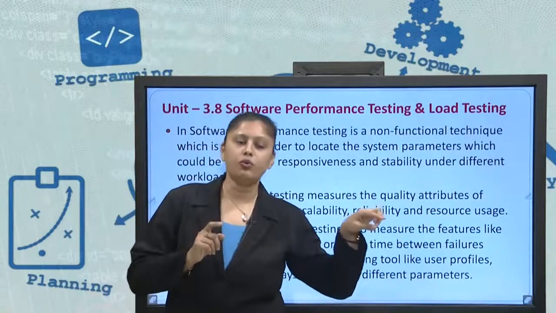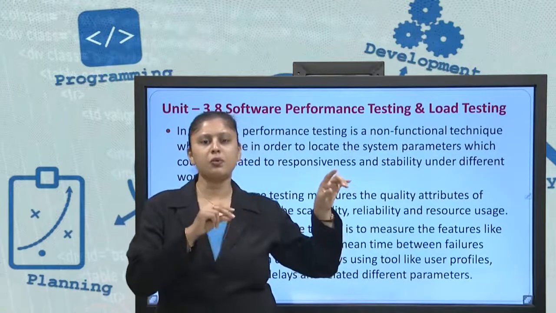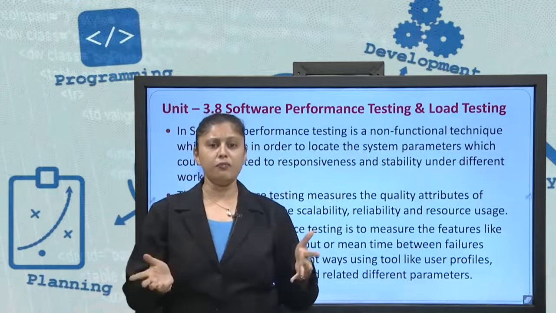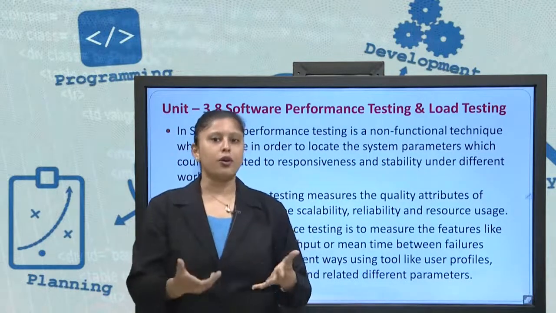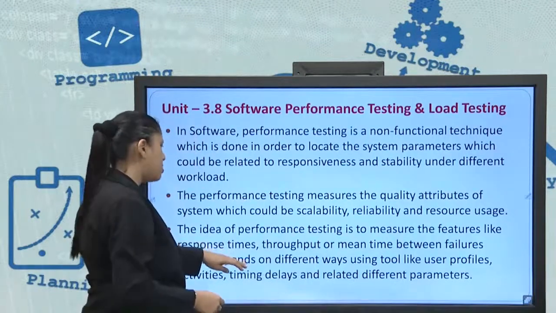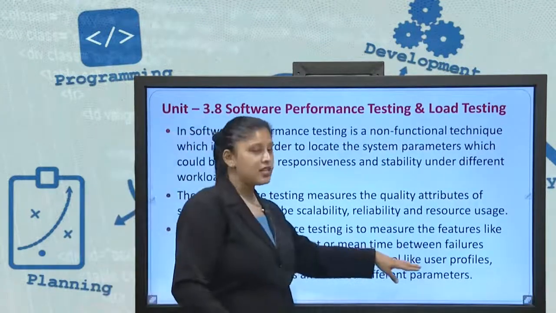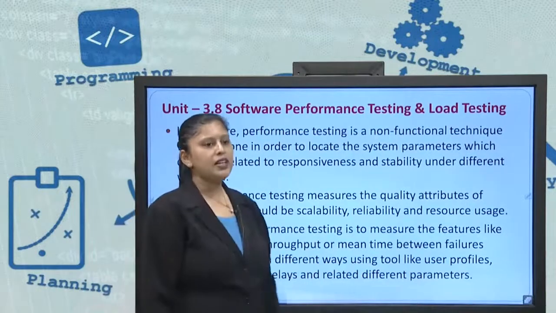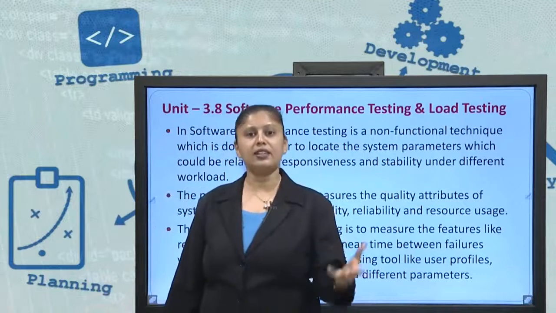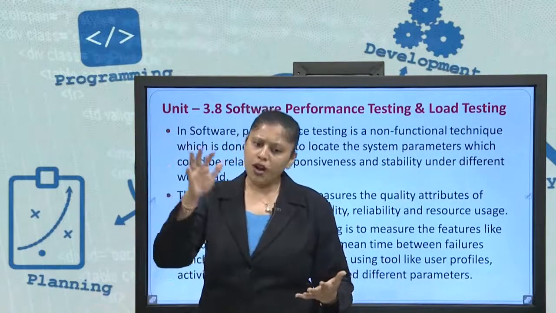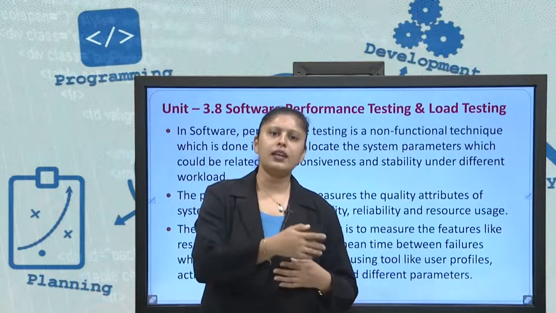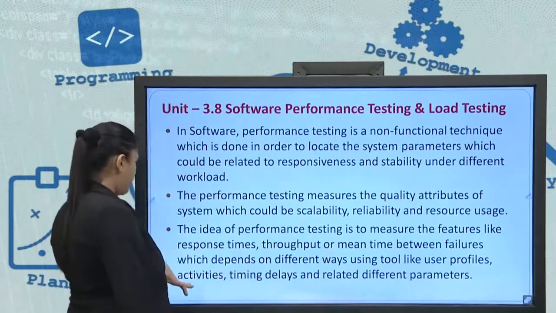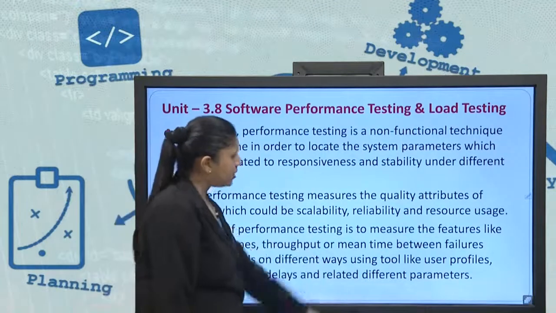When there was only one person, you were able to respond in just a fraction of a second. But when you had lakhs of people, it took 1 minute to respond. So it checks on the response time. It checks on the throughput or mean time between failures, which depends on different factors. Throughput or mean time is where you actually get the output. Maybe you are failing in it and then you are getting the result. That is throughput, measured using tools like profile activities, timing delays and related parameters.